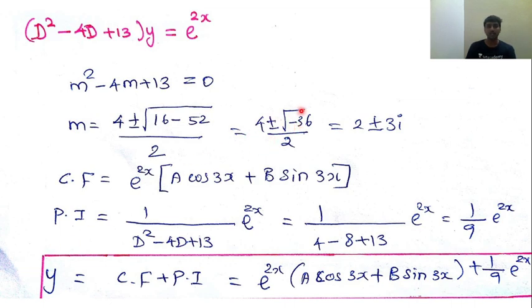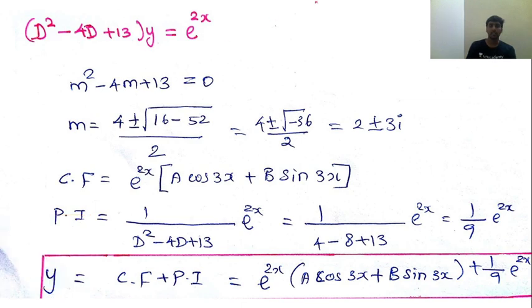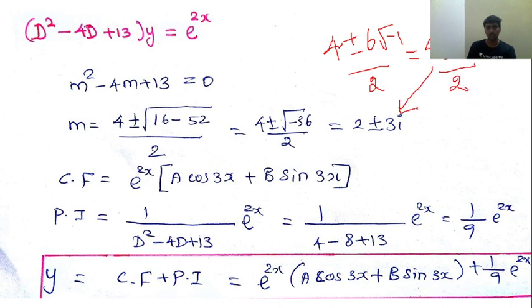Taking the 36 out of the root, we get 6. So 4 plus or minus 6 into root minus 1, divided by 2. Root minus 1 is equal to i. So 4 plus or minus 6i divided by 2. As per the procedure, 4 divided by 2 is 2, and 6 divided by 2 is equal to 3. So the roots are 2 plus or minus 3i.